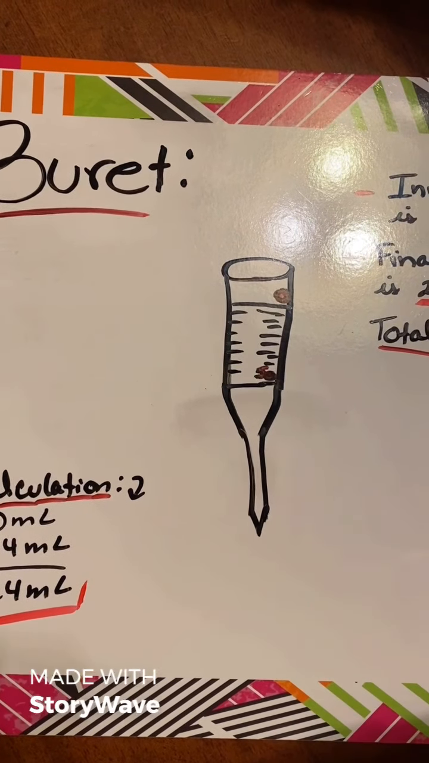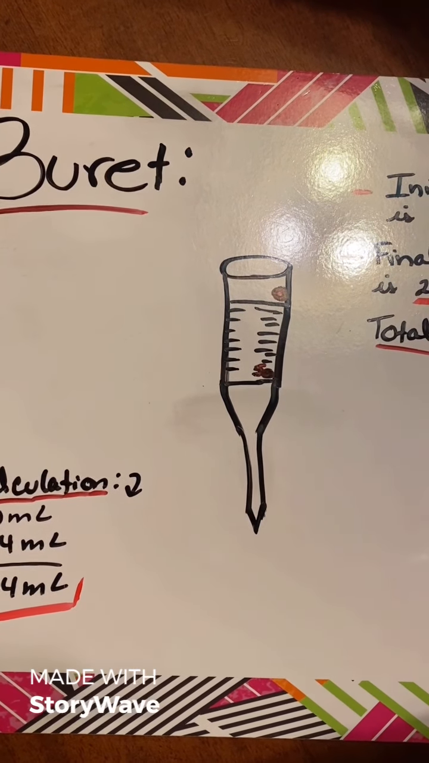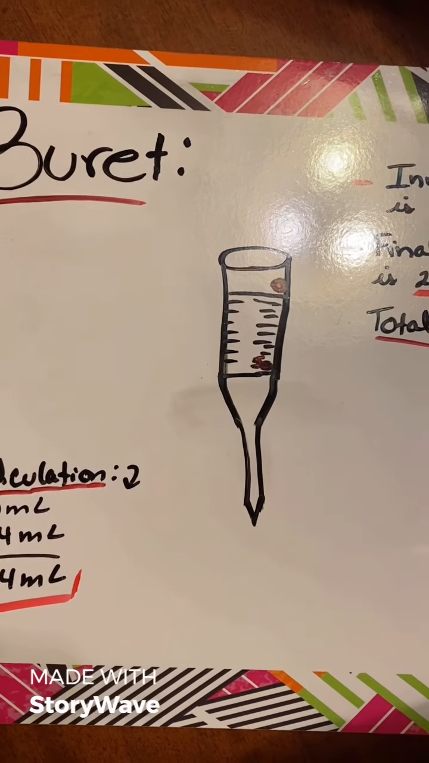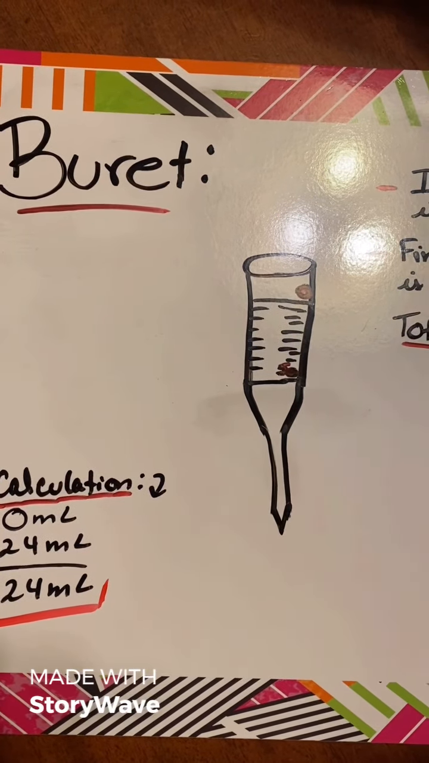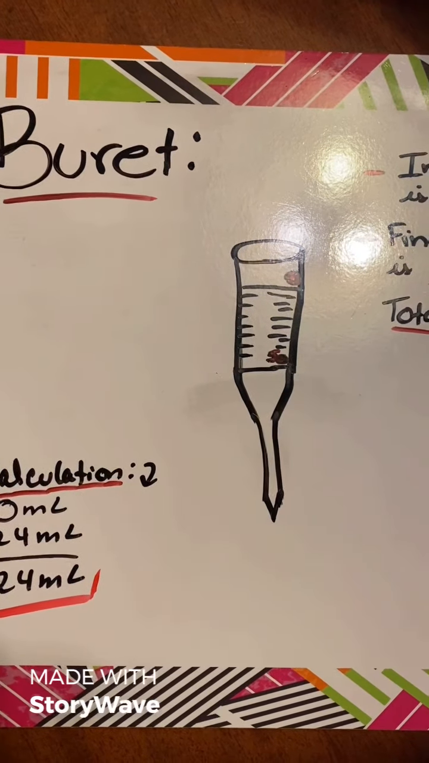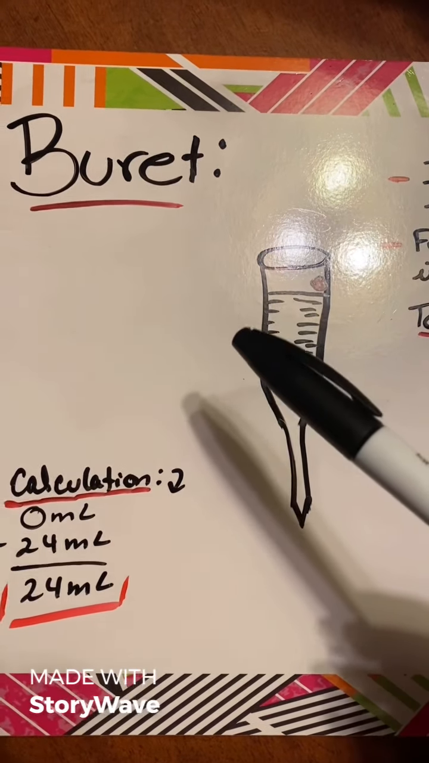Hello, my name is Amalia Gonzalez, and today's experiment is called acid and base titration number 2. So here we're going to look at the calculations of the experiment.